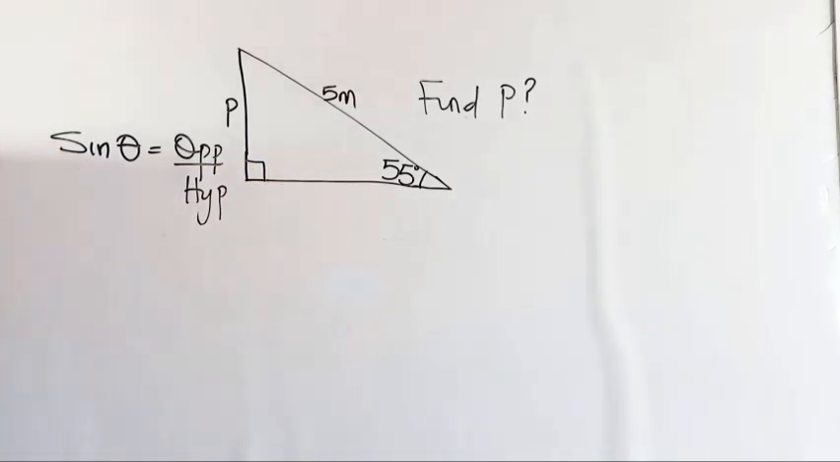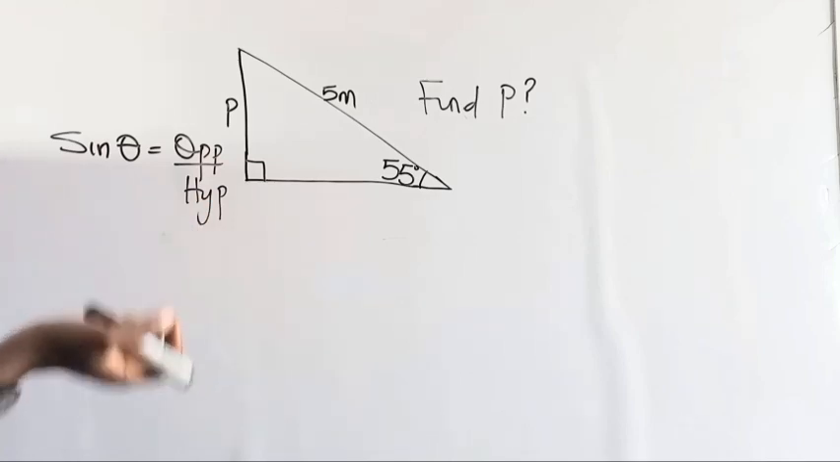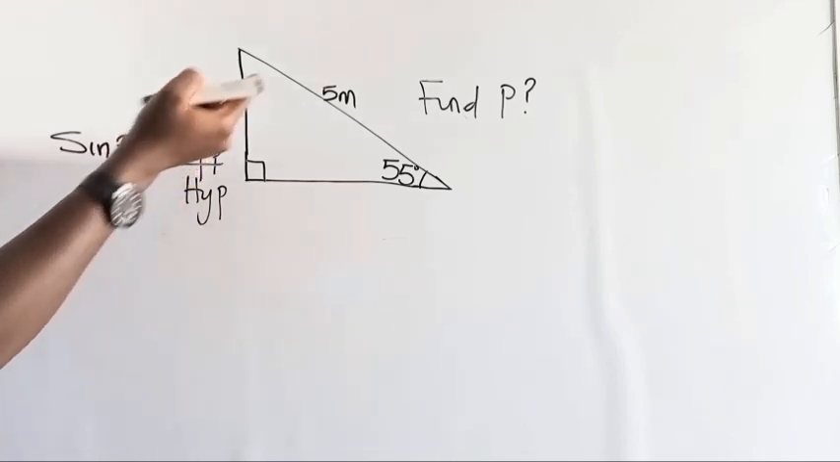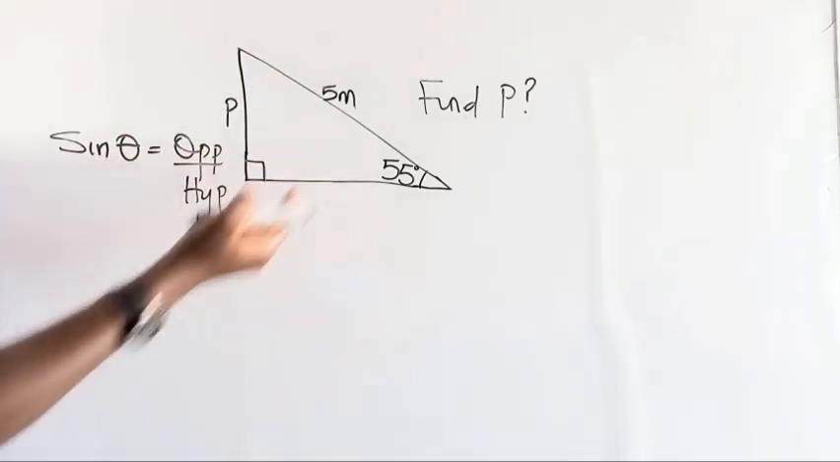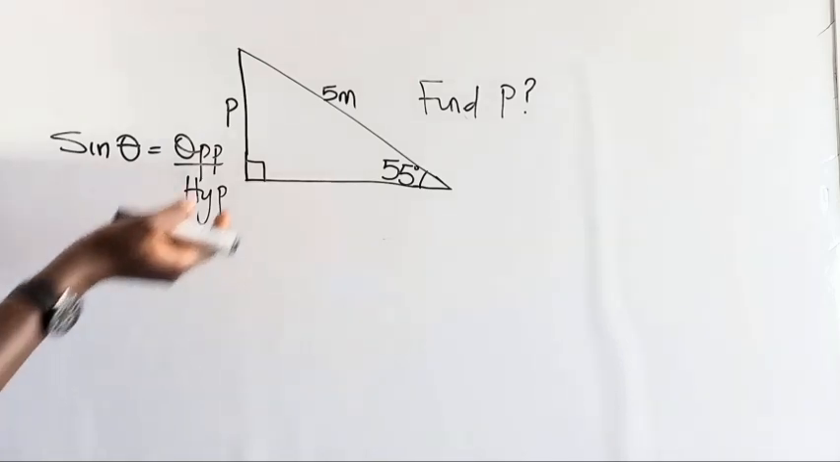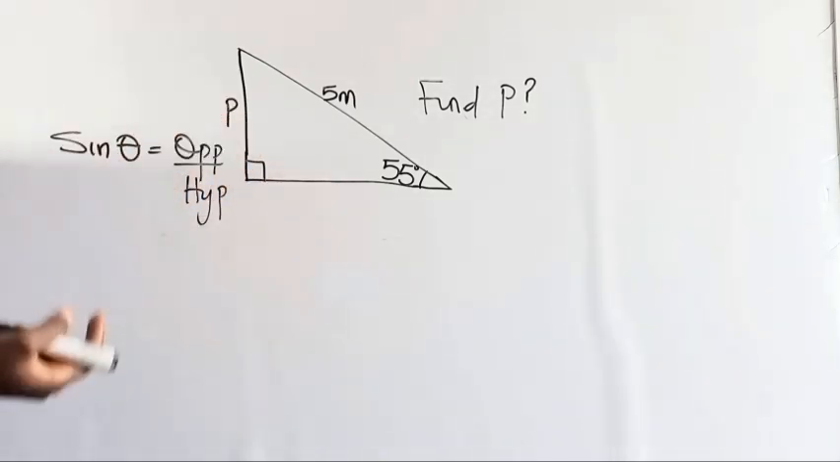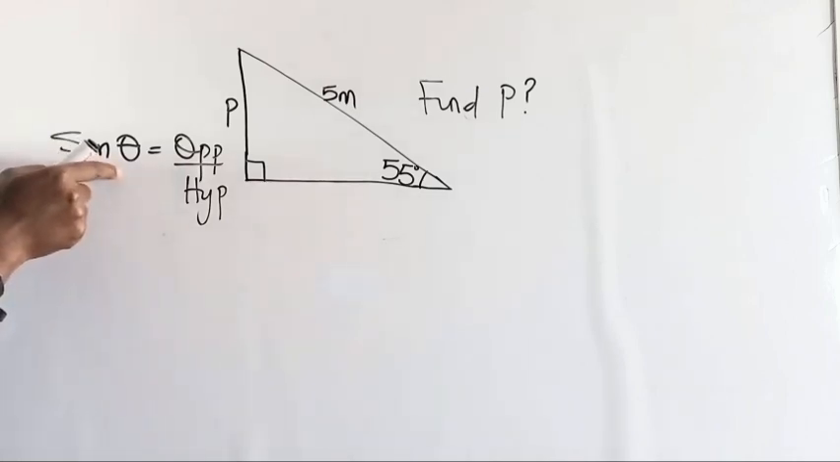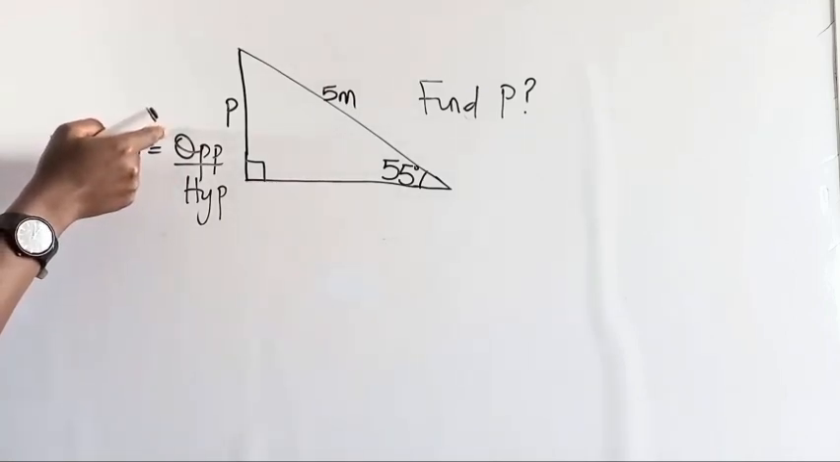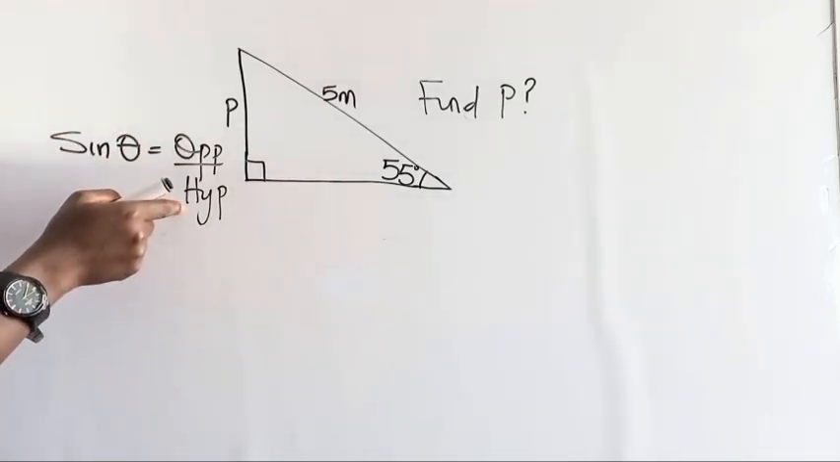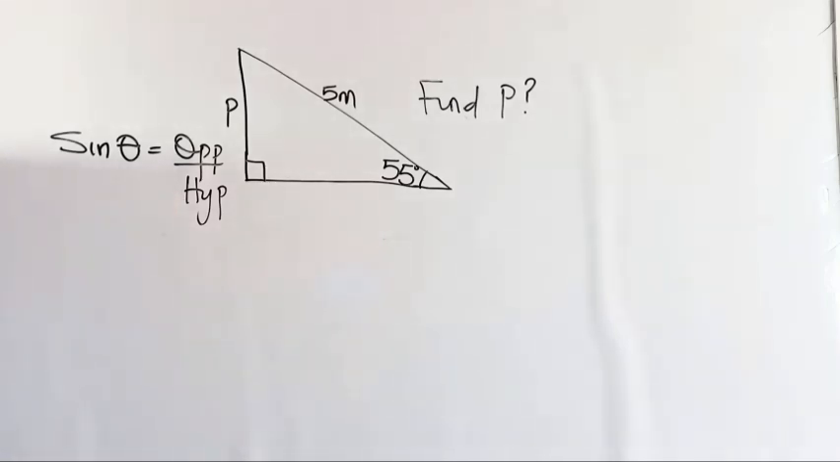If you look at this question right here, we have the opposite, we have the hypotenuse, and we have a given angle. So the right formula that fits this question is the sine ratio, because here we have the given angle, we have to find the opposite side, and we are given the hypotenuse. Now with this understanding, let's input our values.